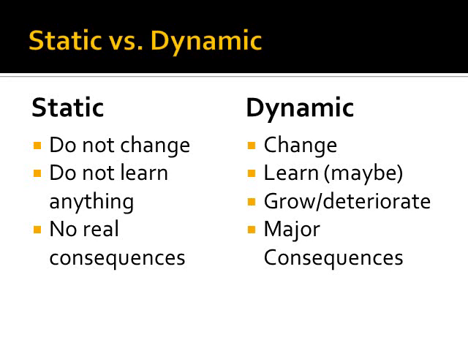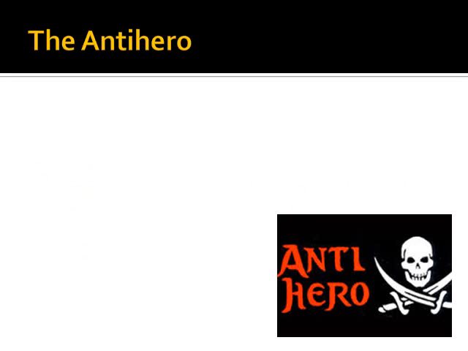These characters undergo major consequences as a result of what occurs, what they do, what's done to them. They are not the same by the end. They change. Okay, so as you can imagine too, the protagonist is dynamic because that's what it's all about, watching how the protagonist undergoes changes throughout the course of the story.